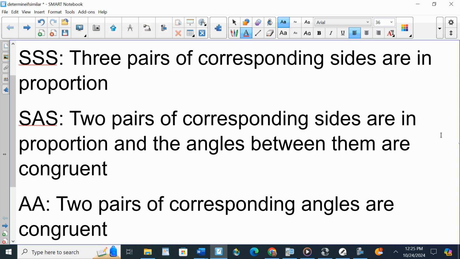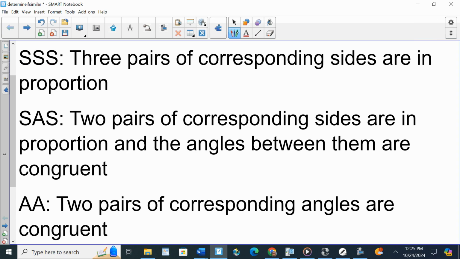SSS, three pairs of corresponding sides are in proportion. SAS, two pairs of corresponding sides are in proportion, and the angles between them are congruent. And AA, two pairs of corresponding angles are congruent. Again, all the S's mean corresponding sides are in proportion, and all the A's mean corresponding angles are congruent.